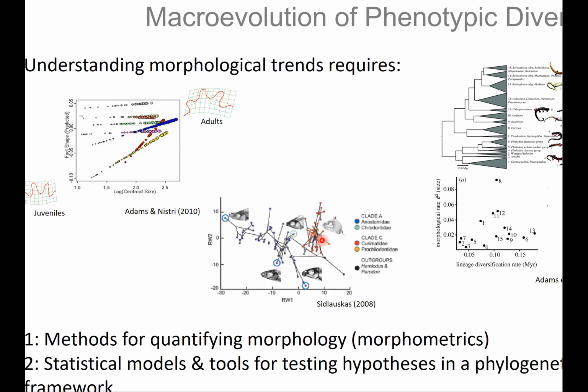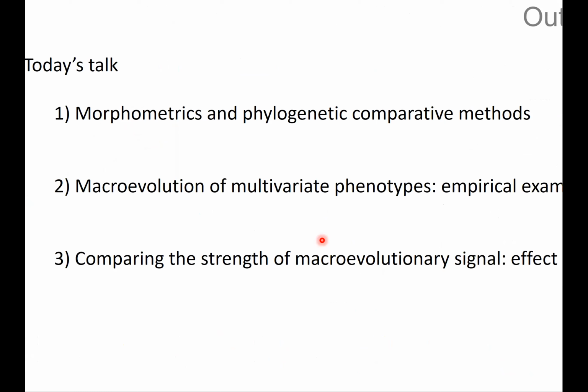And this requires two things: methods for quantifying these morphological phenotypes, and also statistical models for testing hypotheses in a phylogenetic framework. Those two foci have really been the bread and butter of my lab for quite some time. Those are the areas in which we have contributed a lot of our theoretical work. And so what I want to do today is briefly go through three components.